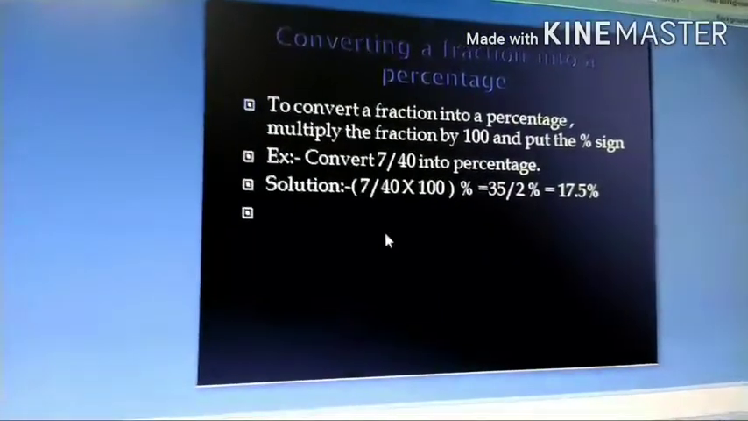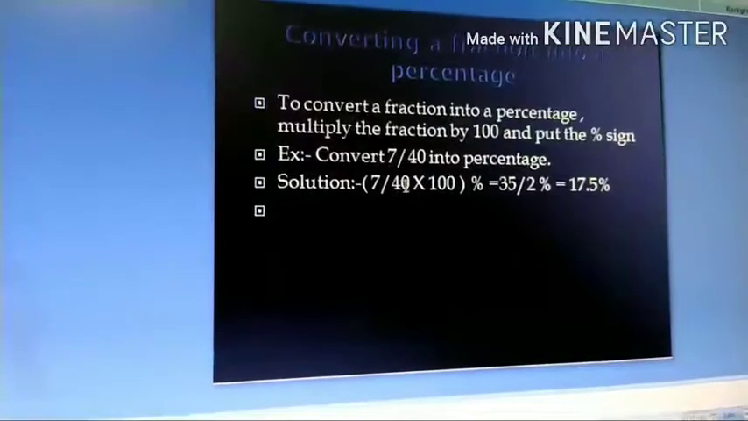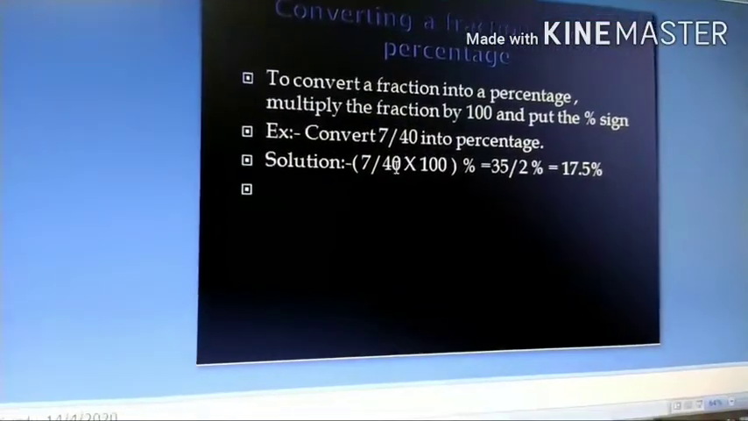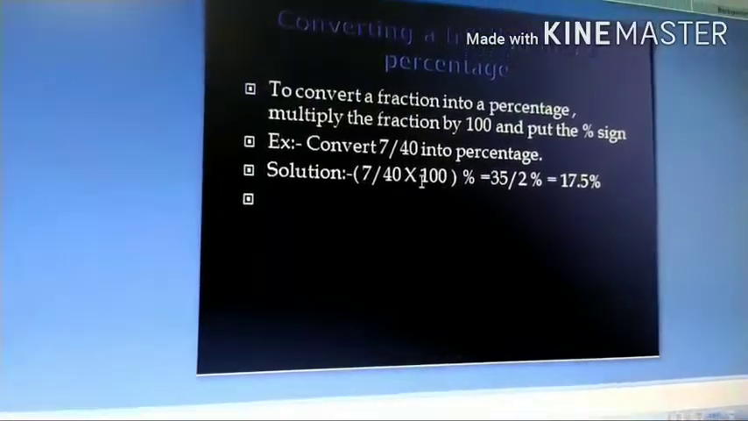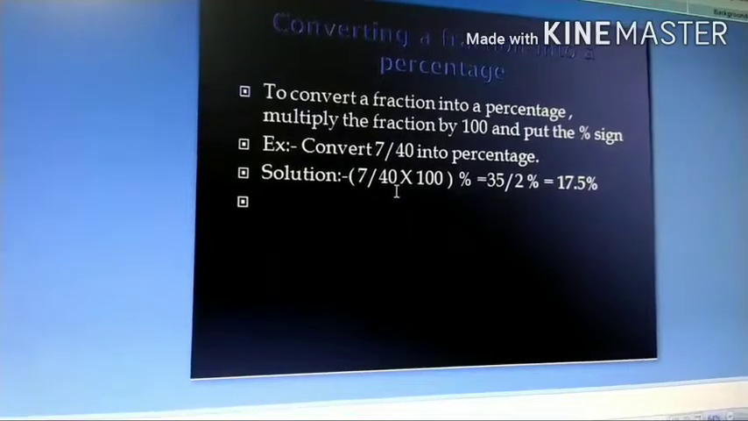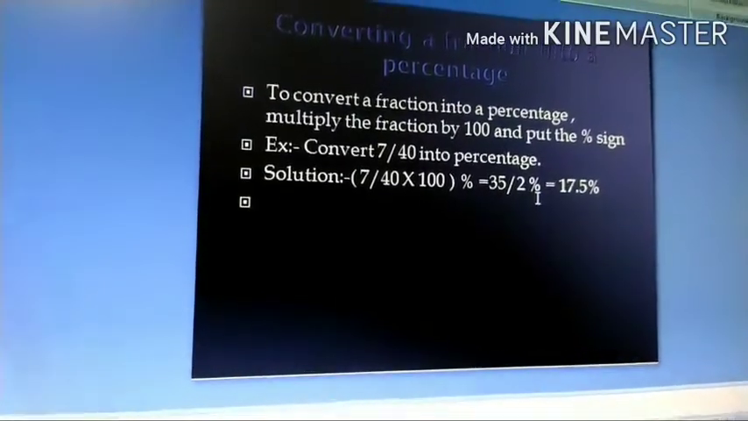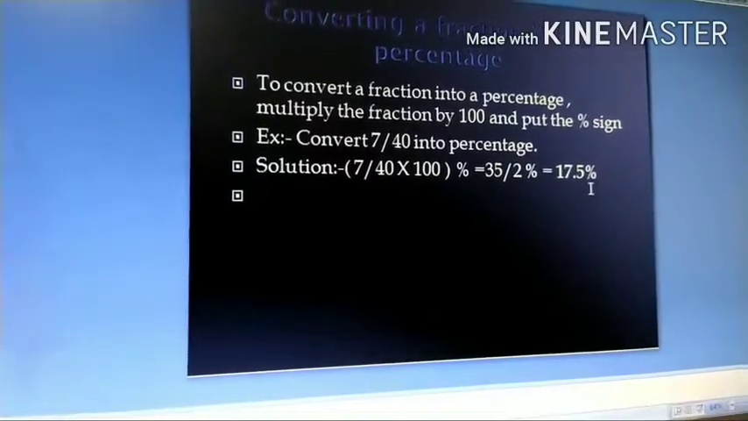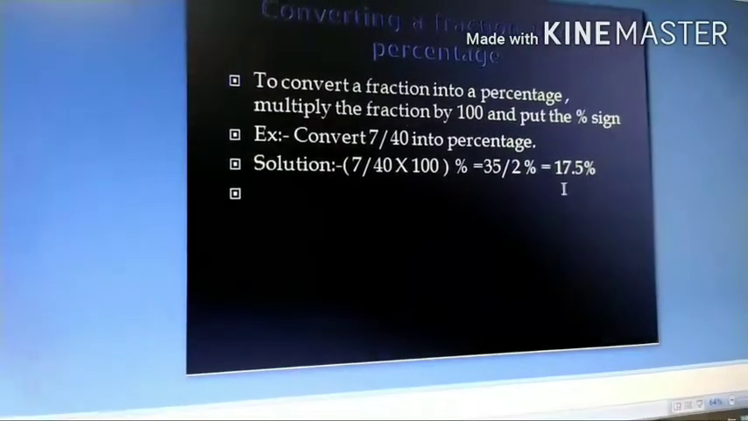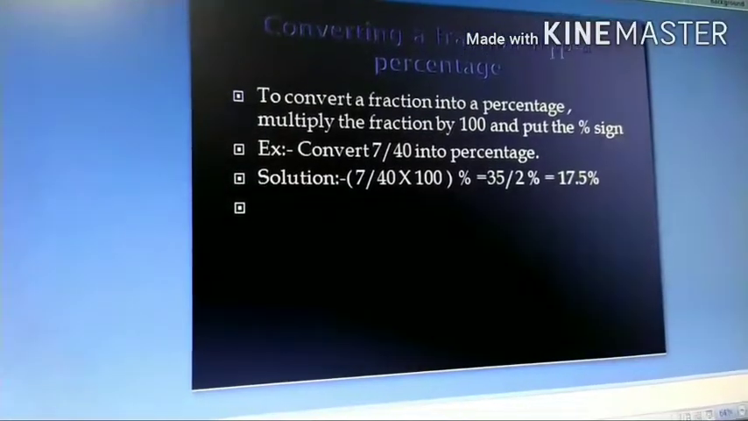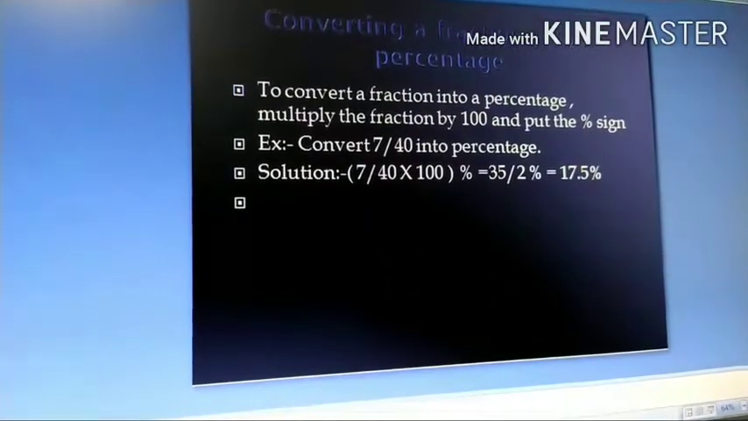Now, 4 10s are 40 and 5 20s are 100. So we can write 7 into 5 by 2, that is 35 by 2, that is 17 whole 1 by 2 or 17.5%. So you can easily get the method of converting a fraction into a percentage.